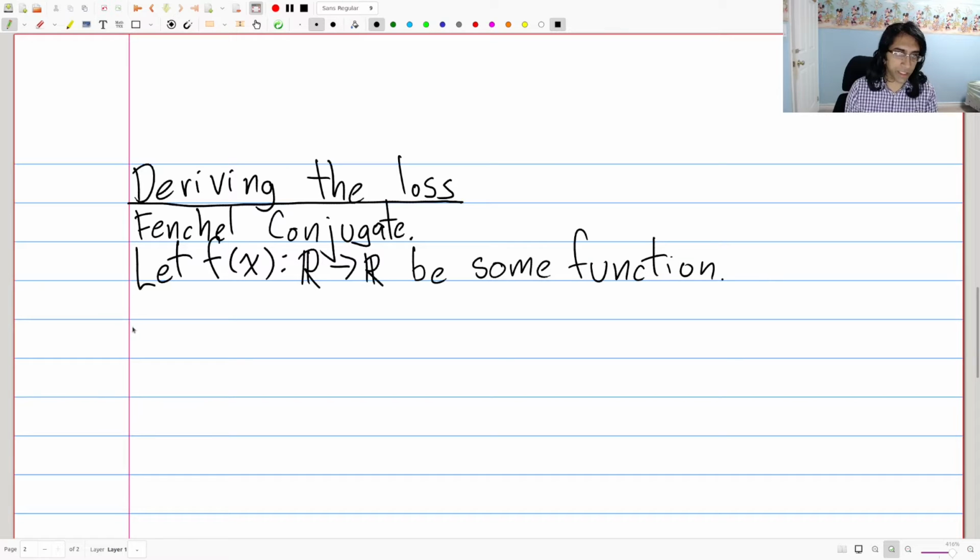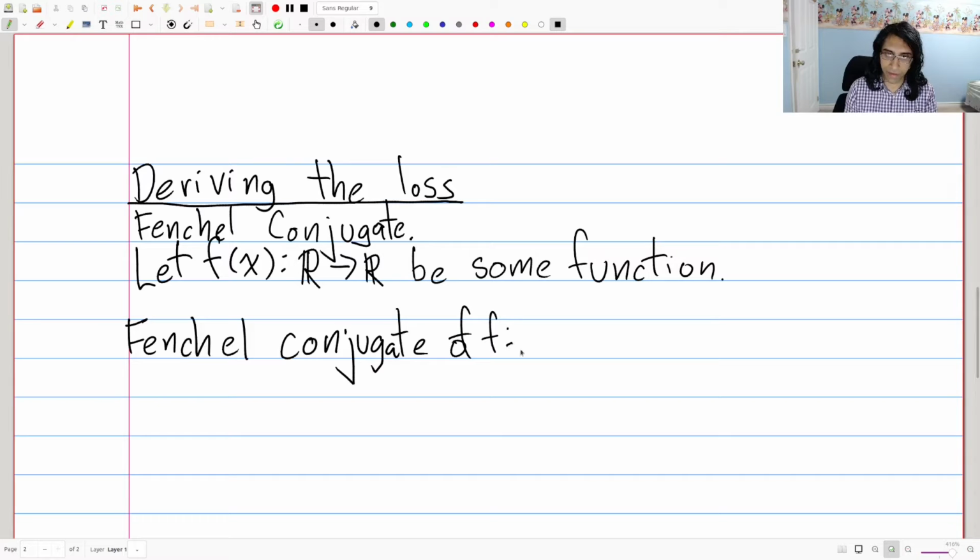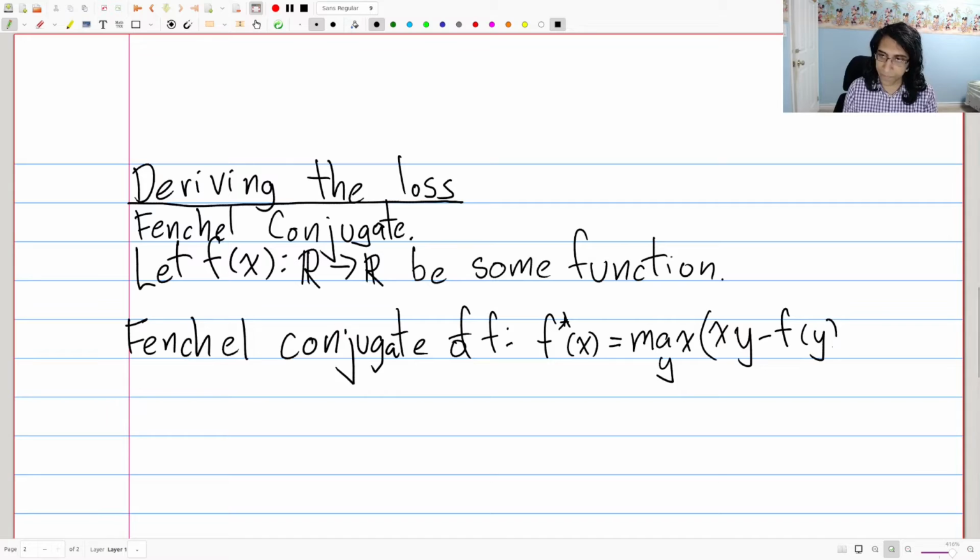And the Fenchel conjugate of f is the following. We're going to use this f star notation. So f star of x is the Fenchel conjugate of a function f, and this can be written as max over y of xy minus f of y.